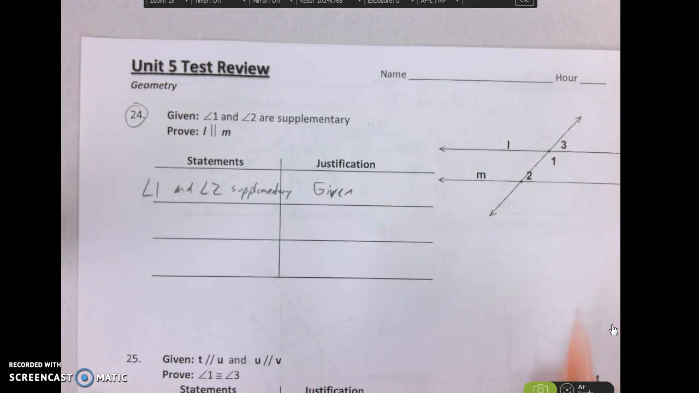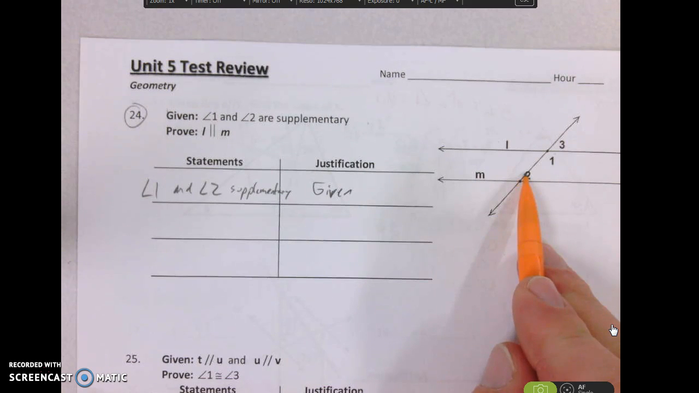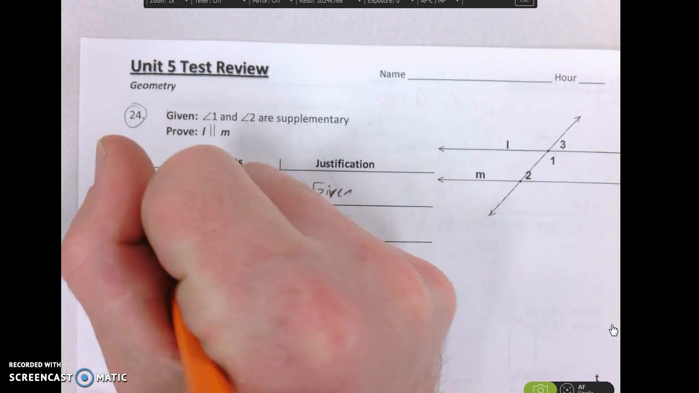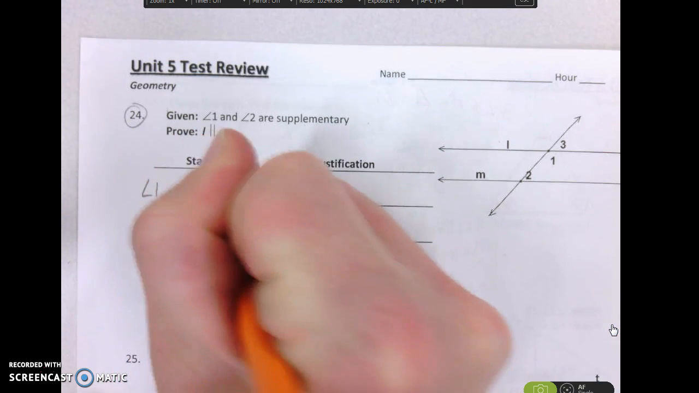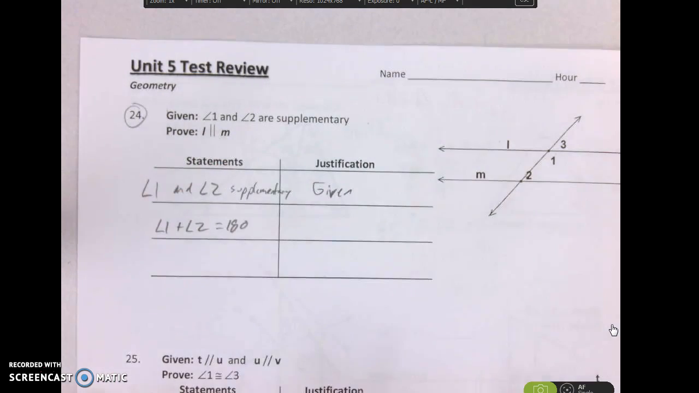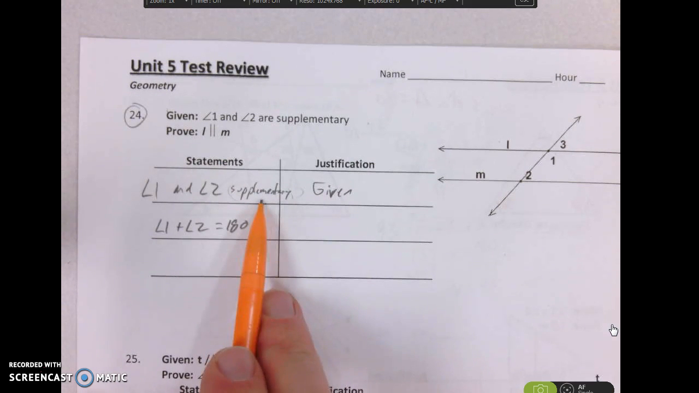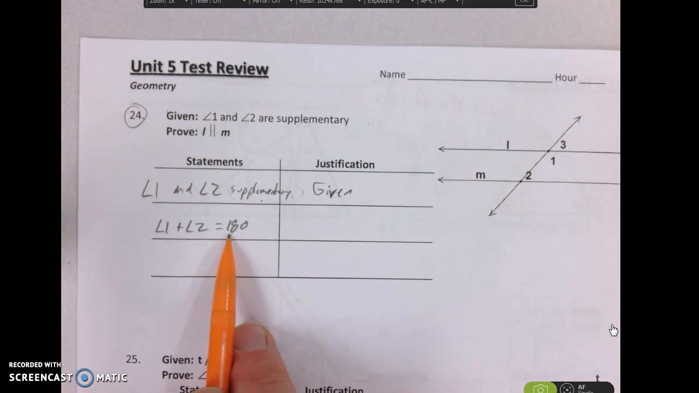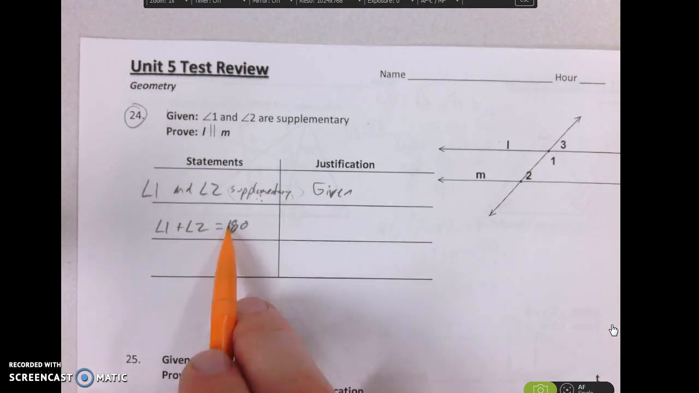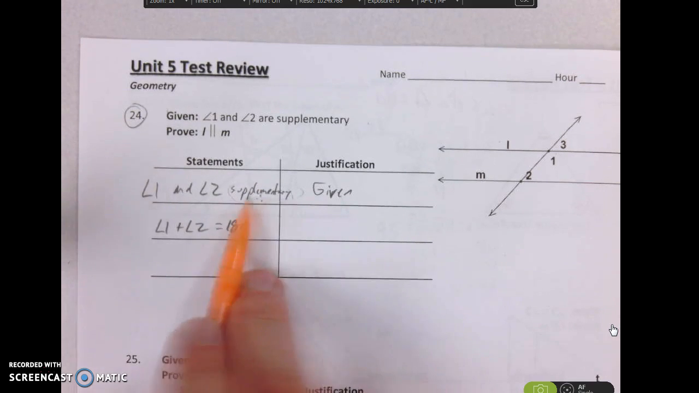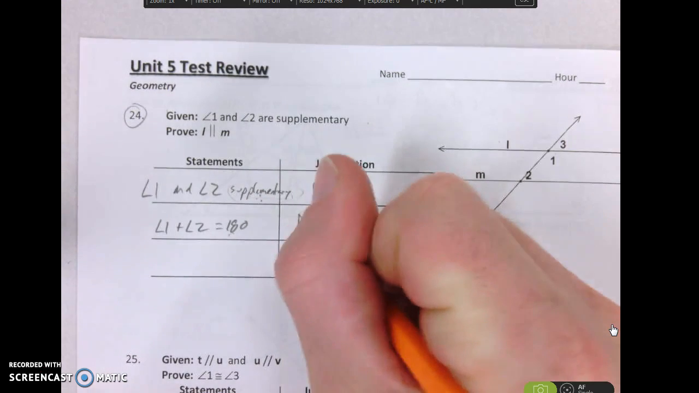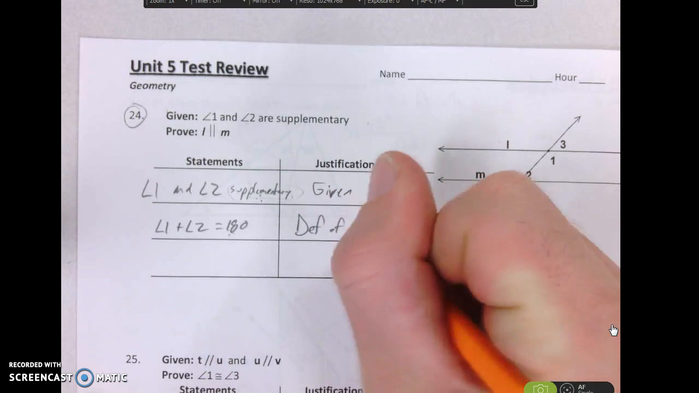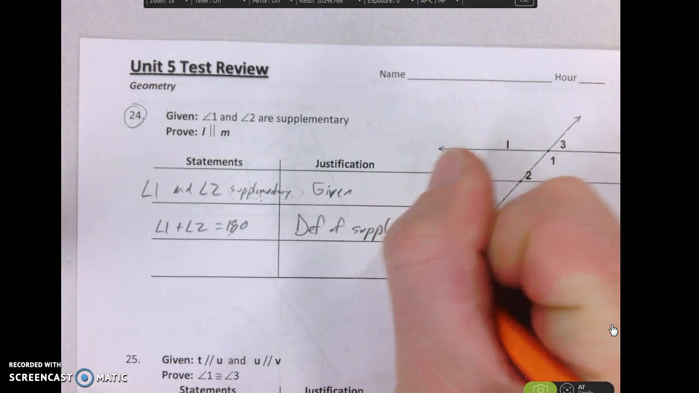So now, because I know 1 and 2 are supplementary, I can also say 1 plus 2 is equal to 180. So I'm going to take this word supplementary. I don't like words in my proof, so I'm going to take them out, and I'm going to change that to 180 because I know supplementary means 180. Matter of fact, the reason I knew that based on this definition is what my reason is. It's the definition of supplementary.